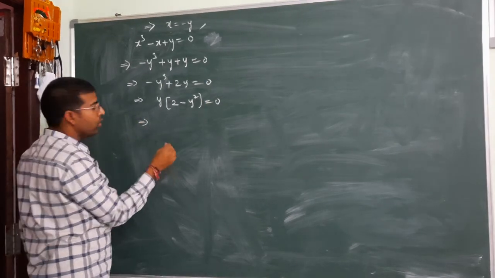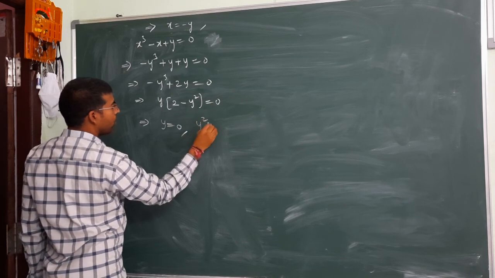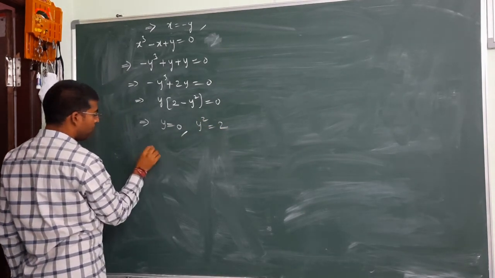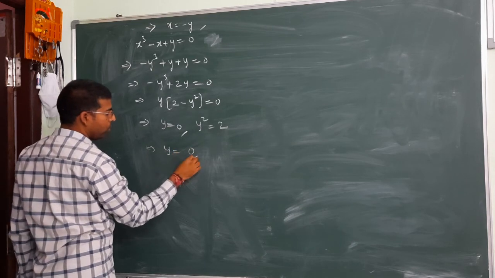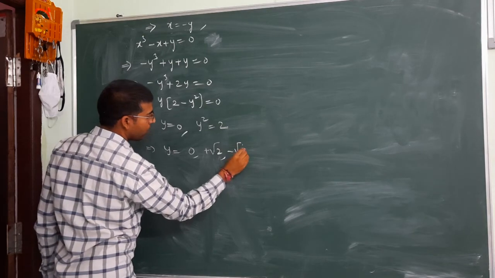So what are the y values? One y value is 0, another y value is what? y square equal to 2 means what? y is equal to plus or minus root 2. Therefore, the y values are 0, one is plus root 2, another one is minus root 2.